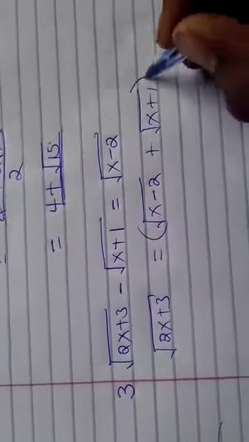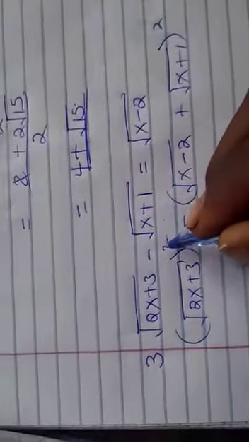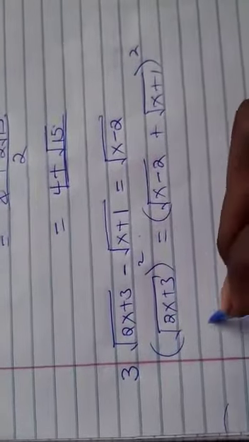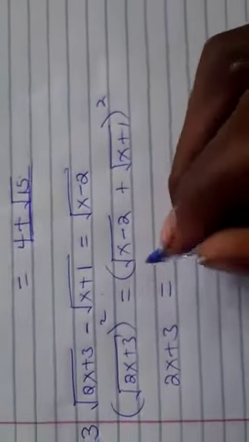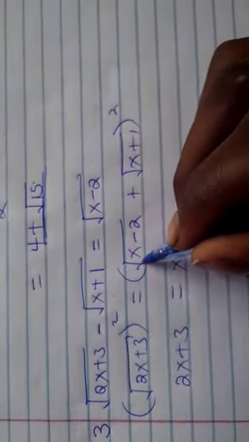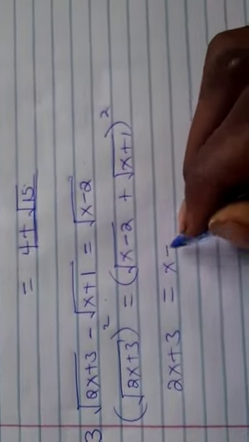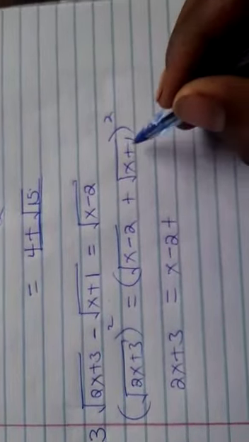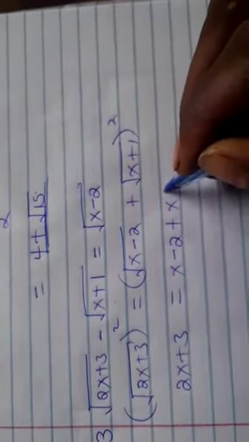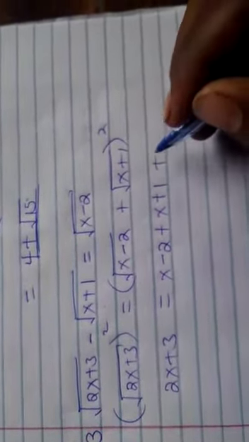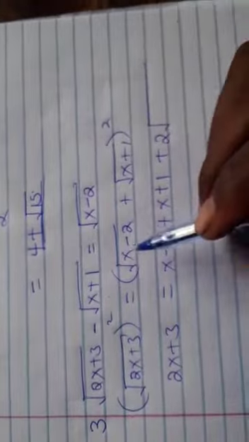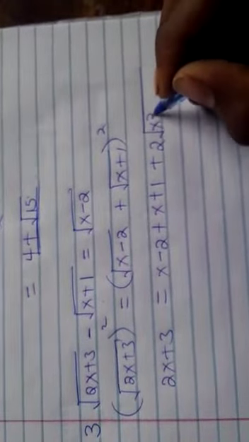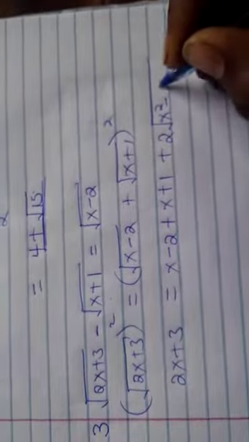Then to eliminate this, I square both sides. This square cancels out with the root. I retain 2x plus 3 equivalent to, expand this using binomial expansion, I get root x minus 2 squared, which is x minus 2, plus root x plus 1 squared, which is x plus 1, then plus 2 this times that, which is 2 root. If I multiply this times that, I get x squared minus x, then minus 2. I think that is clear.